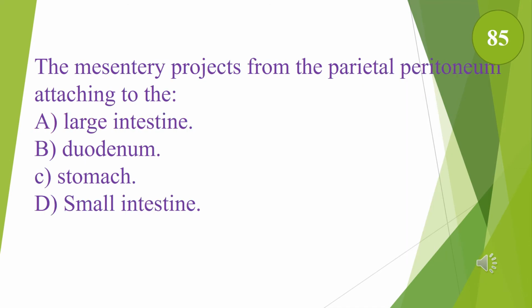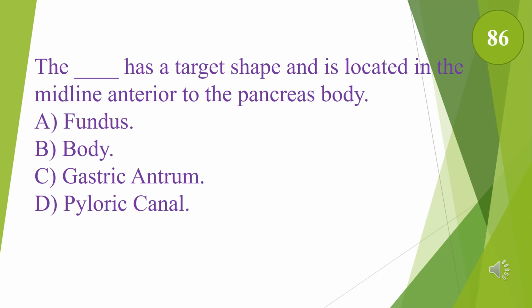The mesentery projects from the parietal peritoneum attaching to the: A. Large intestine, B. Duodenum, C. Stomach, D. Small intestine. The answer is D, small intestine. The what has a target shape and is located in the midline anterior to the pancreas body? A. Fundus, B. Body, C. Gastric antrum, D. Pyloric canal. The answer is C, the gastric antrum.